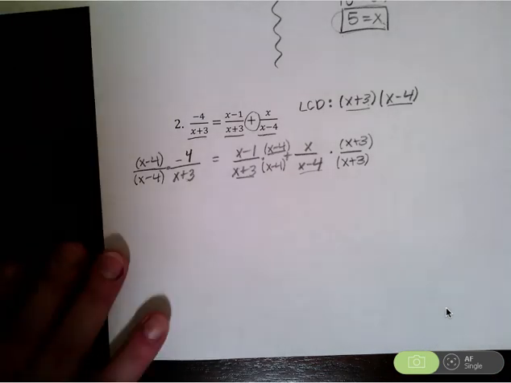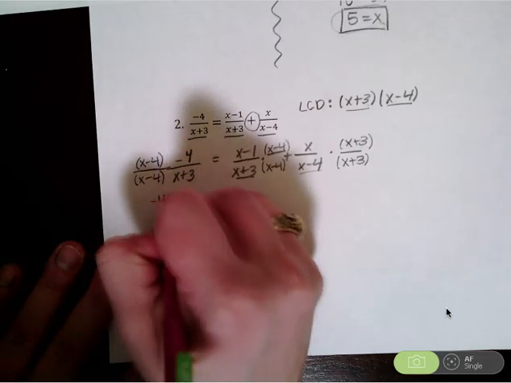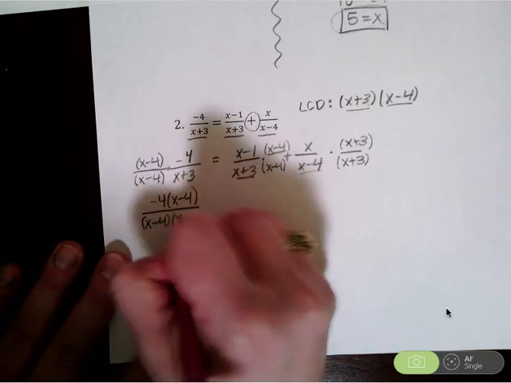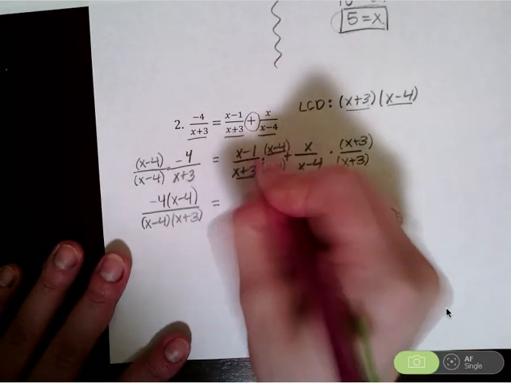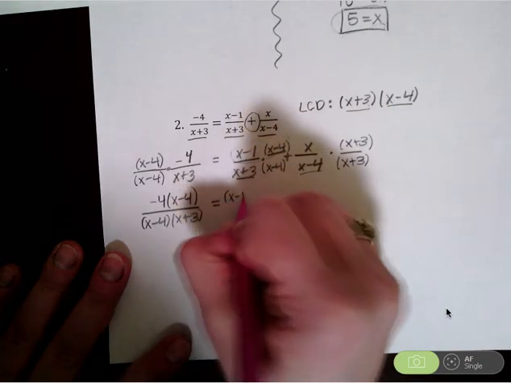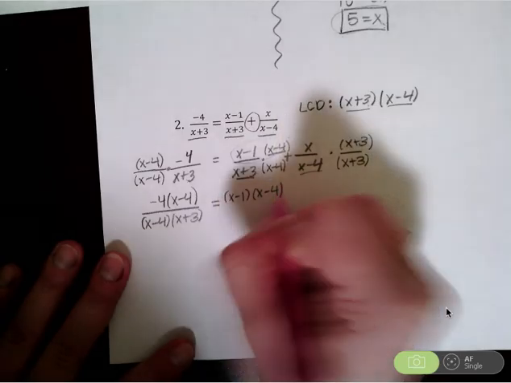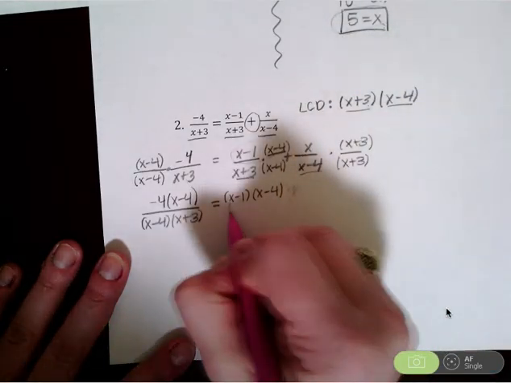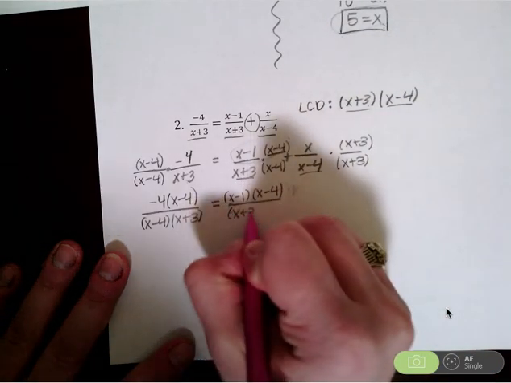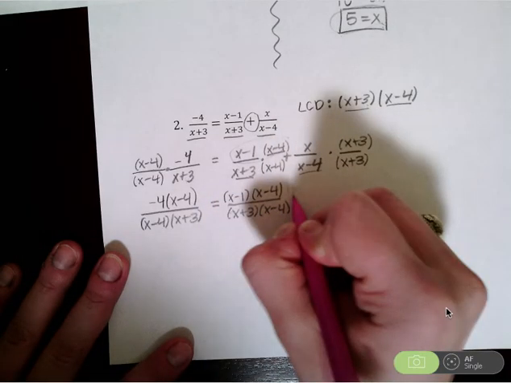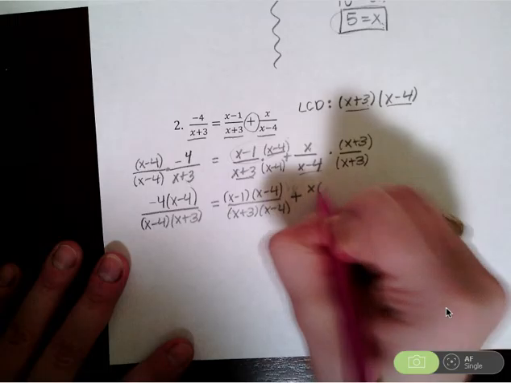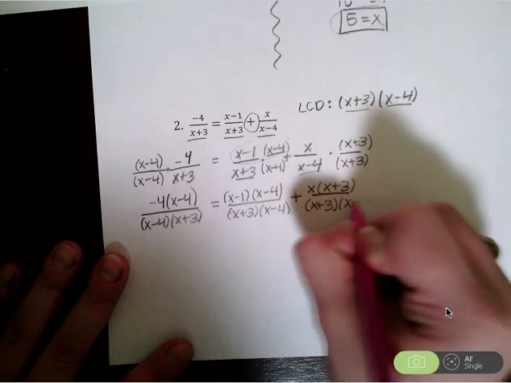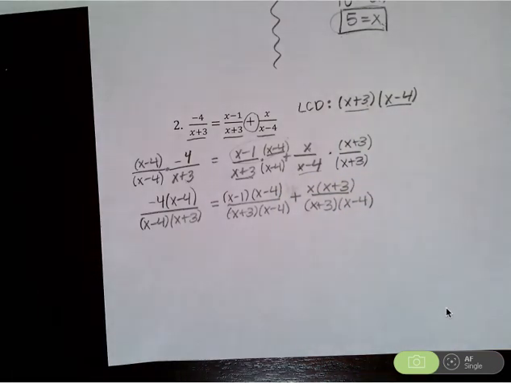Now we need to multiply. So we've got negative 4 times x minus 4 over x minus 4 times x plus 3, equals, and I'm just going to leave these two factored for now, x minus 1 times x minus 4, over x plus 3 times x minus 4, plus x times x plus 3. All I've done basically is just rewritten these so that they look a little bit nicer. I just multiplied across, okay?